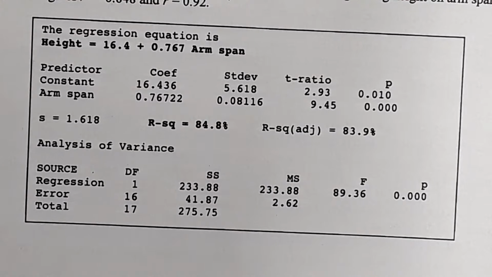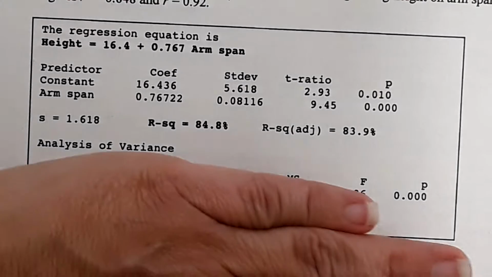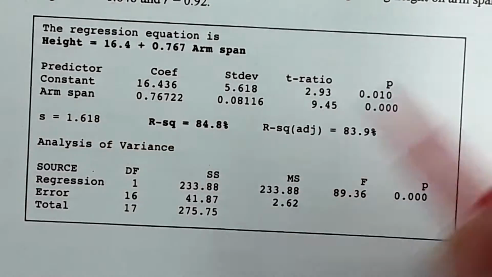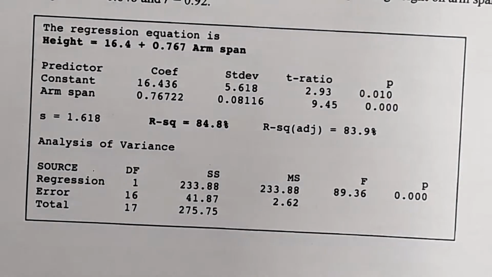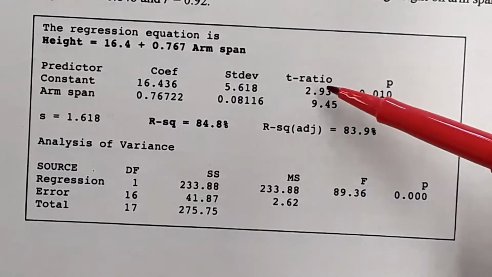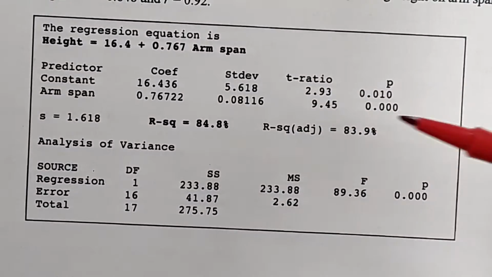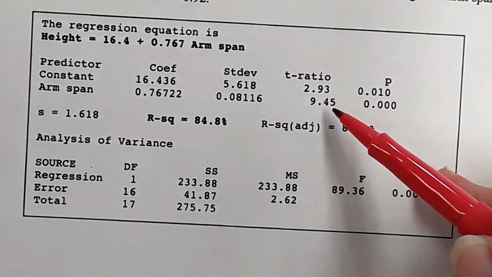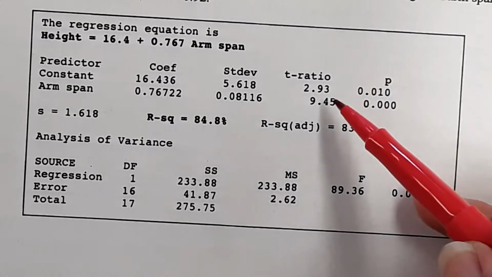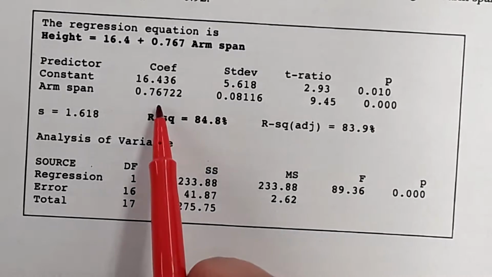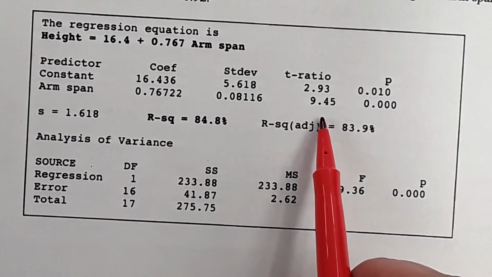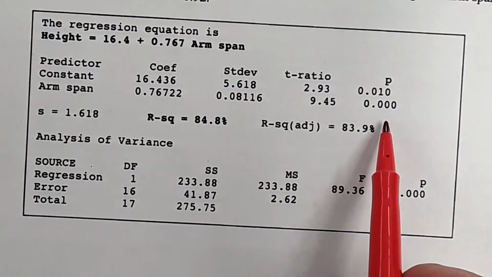What don't we need to know? You probably don't need to know this. I think from T-ratio, I'm going to tell you what that is. The T-ratio is your test statistic, and the test statistic you use is this one right here. So if I ask you, what is your test statistic? This is your slope. This is the standard error of the slope. This is your test statistic. And then this is your p-value.